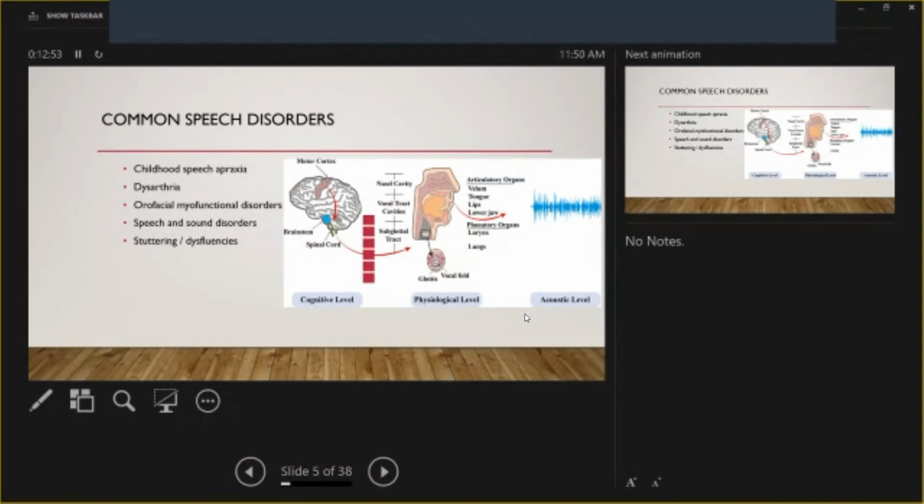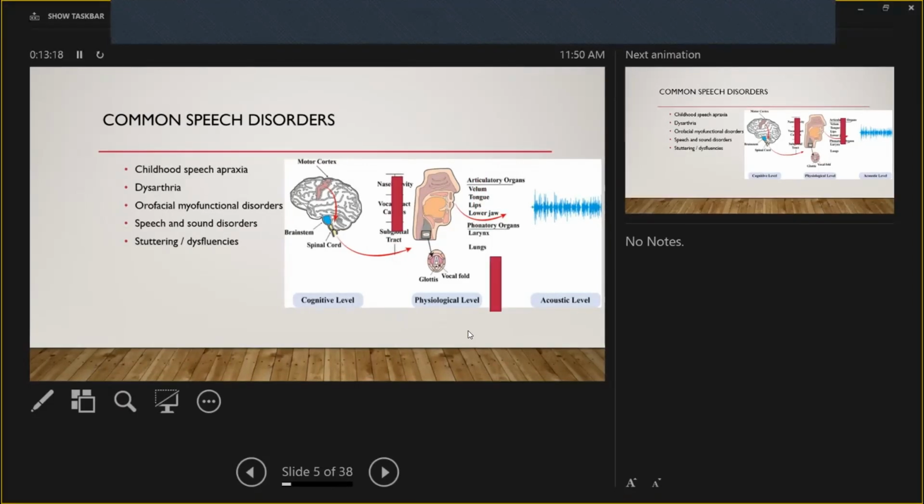In dysarthria, what happens is the brain is normal, pathways are normal, but the mechanical parts, the mouth, tongue, lips, the muscles are not moving properly. So in apraxia, there's a problem with the mechanical components. Nothing wrong with the brain. Sorry, not apraxia, dysarthria. In orofacial myofunctional disorder, there's a problem with the mouth, lips, tongue, as well as the nasal cavity and oropharyngeal cavity. Okay, so it's much more complex than simple dysarthria.